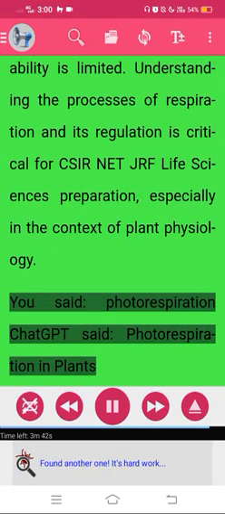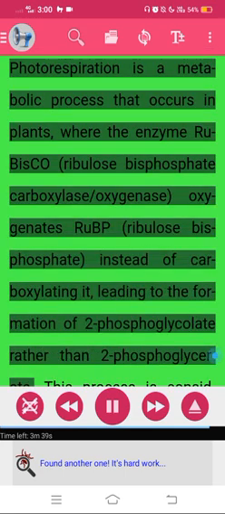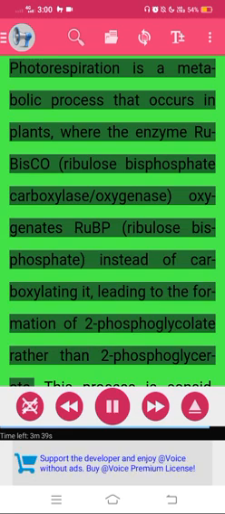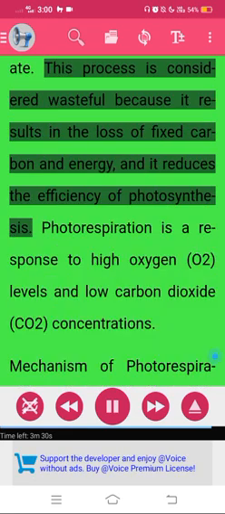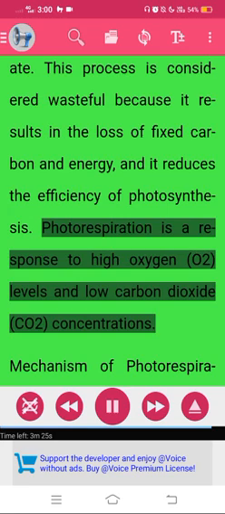Photorespiration in plants. Photorespiration is a metabolic process that occurs in plants, where the enzyme ribulose bisphosphate carboxylase oxygenase, rubisco, oxygenates ribulose bisphosphate instead of carboxylating it, leading to the formation of 2-phosphoglycolate rather than 3-phosphoglycerate. This process is considered wasteful because it results in the loss of fixed carbon and energy, and it reduces the efficiency of photosynthesis. Photorespiration is a response to high oxygen (O2) levels and low carbon dioxide (CO2) concentrations.